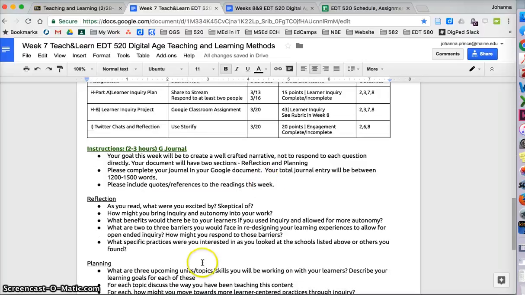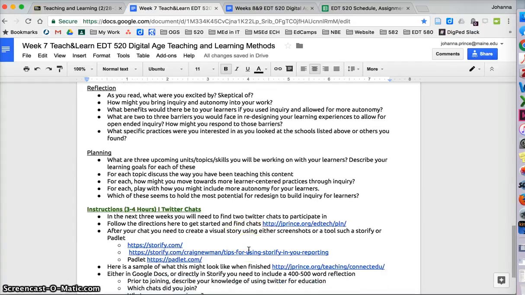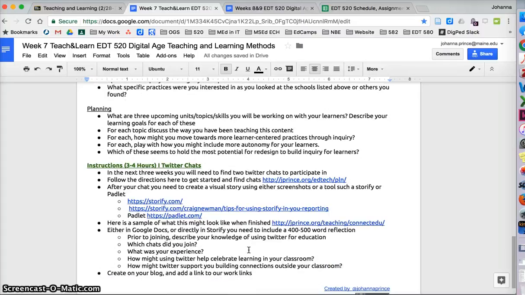So instructions for the journal are here. You'll do that in a Google Doc. You're welcome to do it on your blog if you would prefer. Just paste that link into the Google Doc that gets created by the assignment. And then to start thinking about joining a Twitter chat, there's information here.